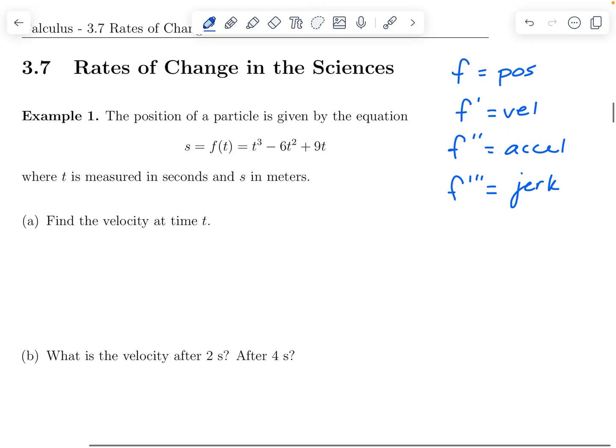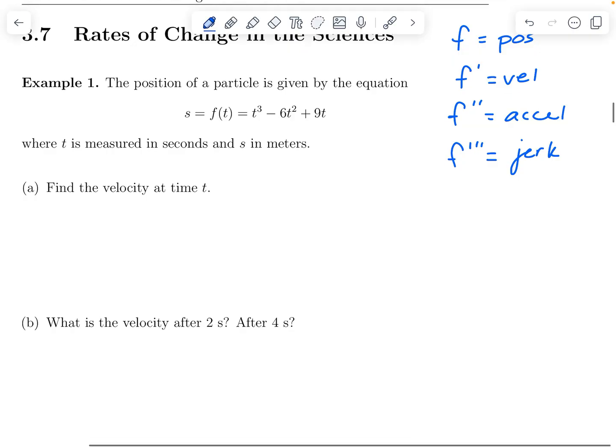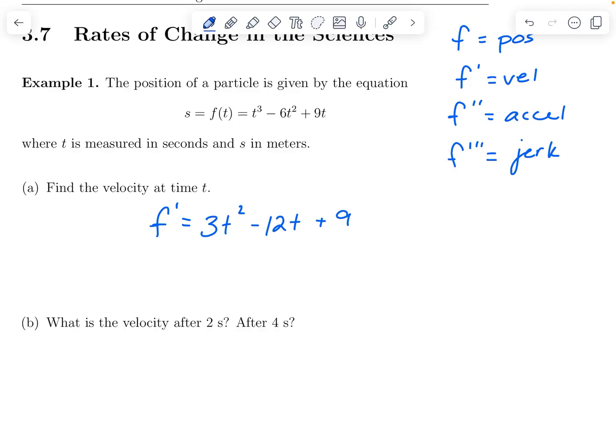So what I get from here is my position function, s, which is f of t. If I want to find the velocity, all I got to do is take my derivative, which is f prime, which is 3t squared minus 12t plus 9. So there's my velocity.